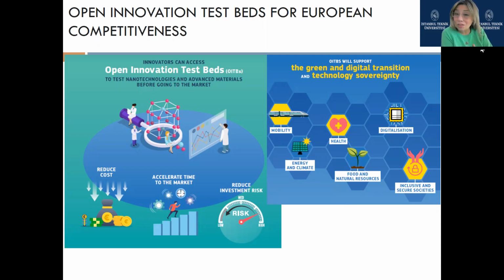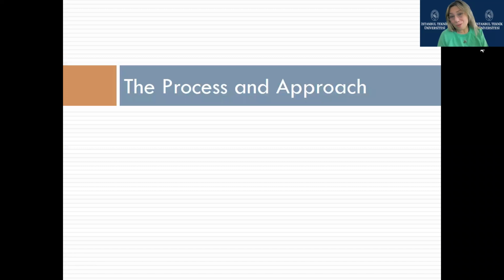And the twin transition, green and digital, is supported by these open innovation test beds, in dimensions like mobility, health, energy and climate, food and natural resources, digitalization, and inclusive, secure societies. They are European Research Area topics and also strategic research areas in ELISA. And they are all embedded in many sustainable development goals. So open innovation test beds are required for this.